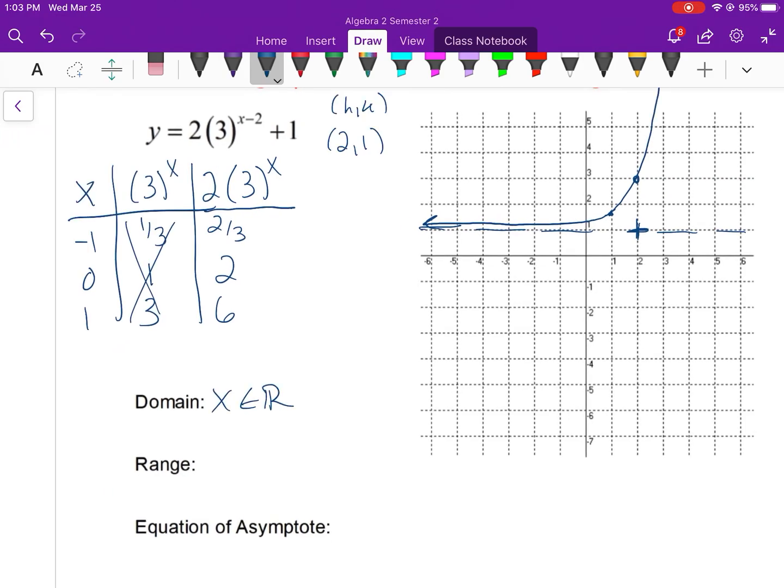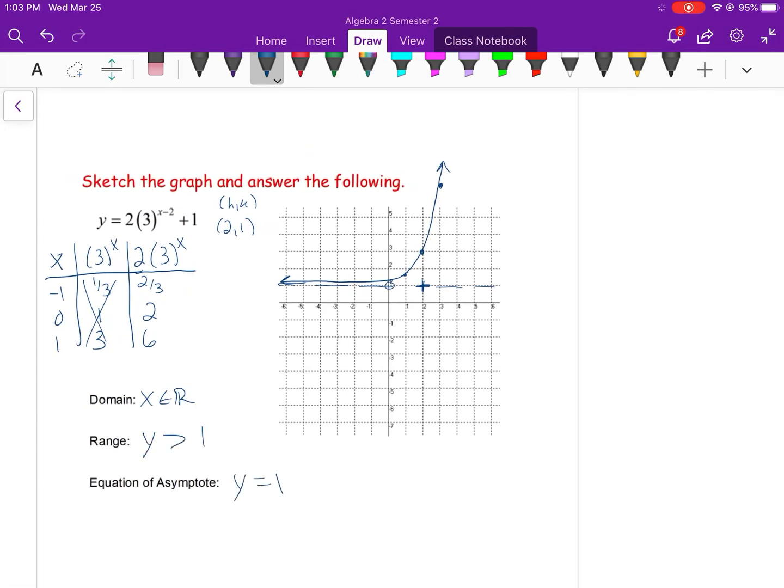Okay, domain is not changed on any of these, because the domain of all exponential functions is x's element of all the reals. Range, in this case, y, again, we're above it again, so y is greater, and we're going through 1, so y is greater than 1. And then my equation of the asymptote is y equals 1.